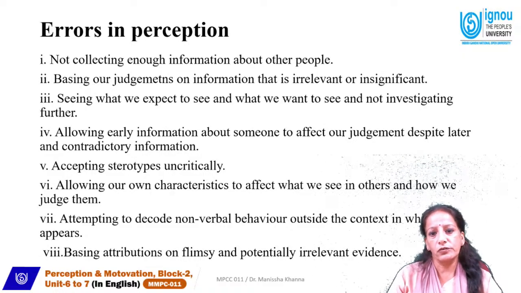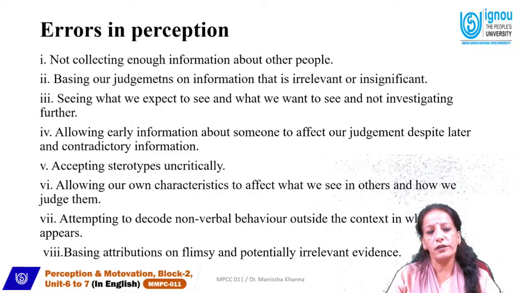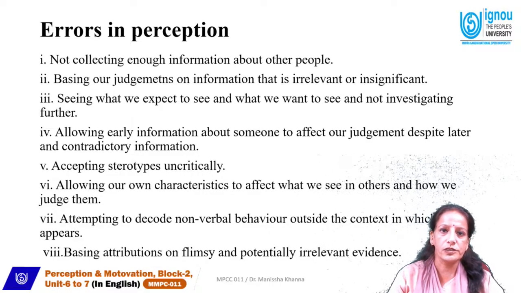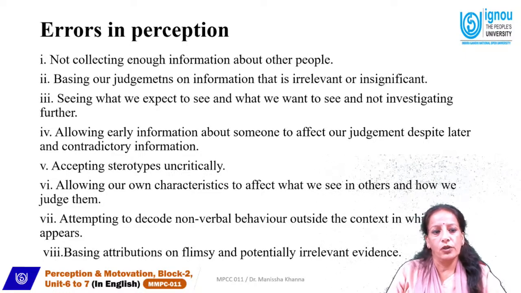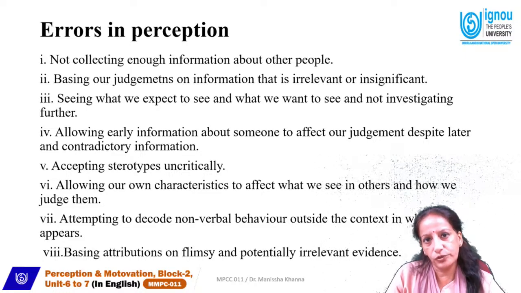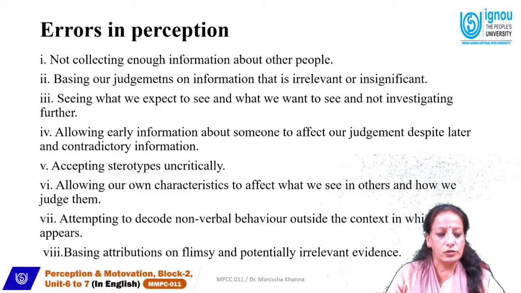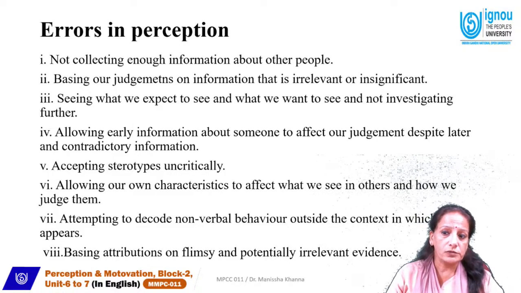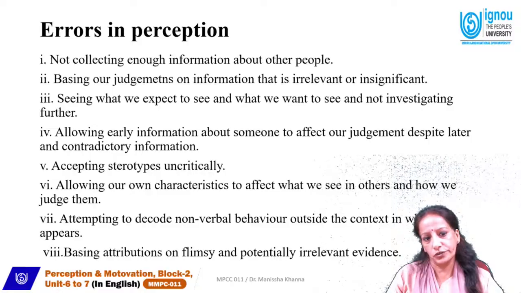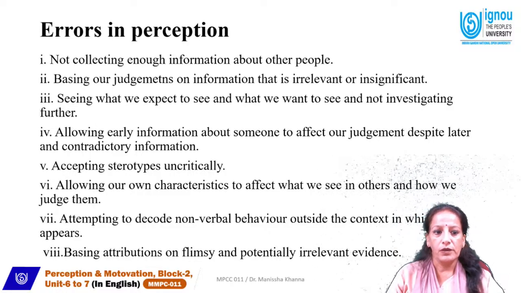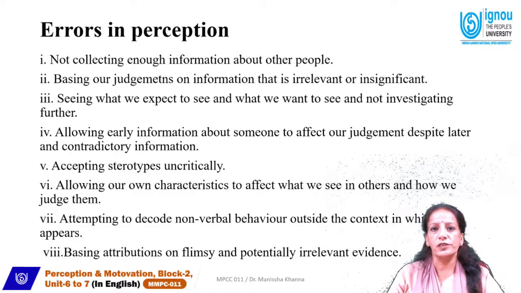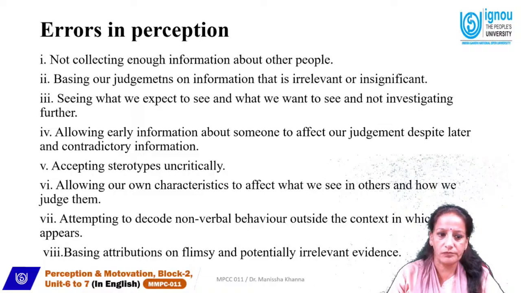Seeing what we expect to see and want to see is not investigating further. Allowing early information about someone to affect our judgment despite later, contradictory information, accepting stereotypes uncritically, and allowing our own characteristics to affect what we see in others and how we judge them.